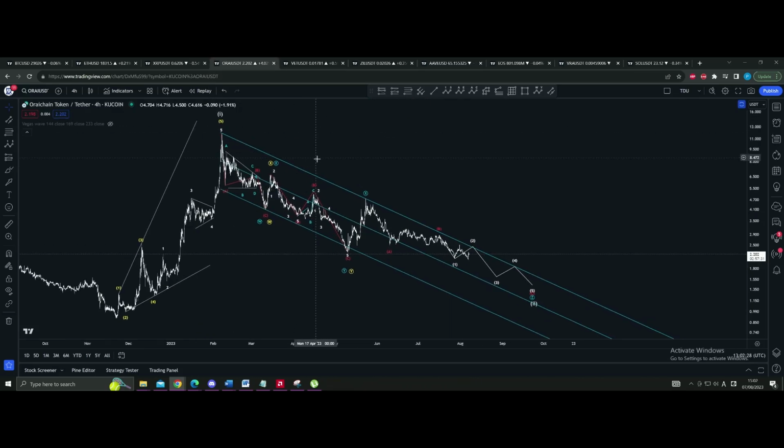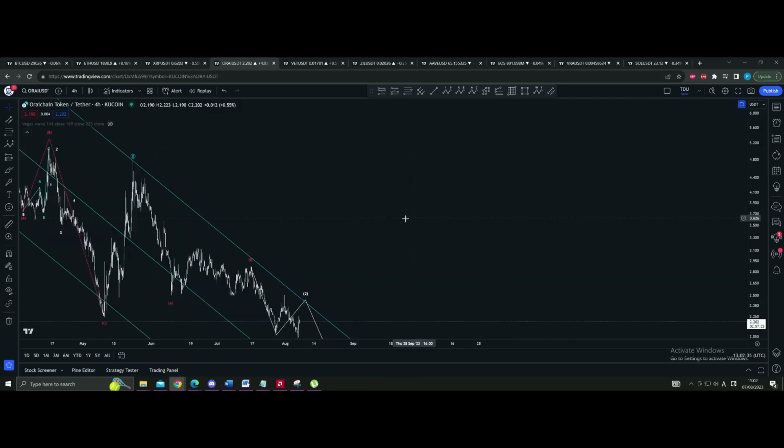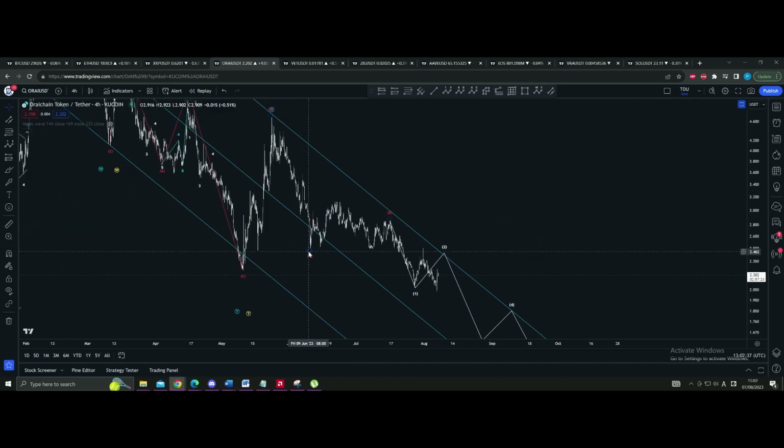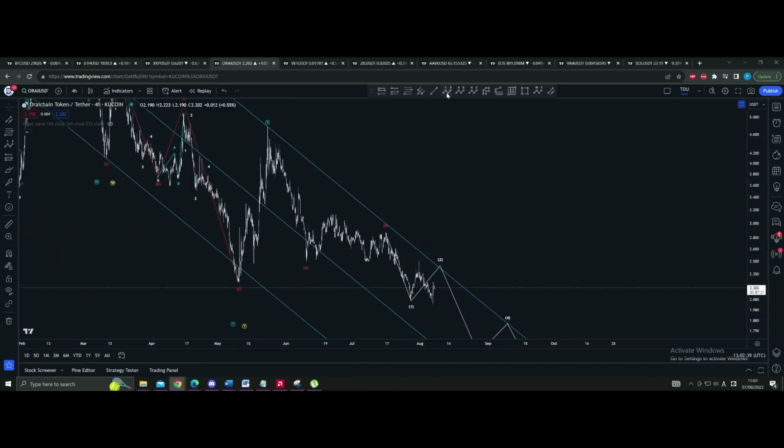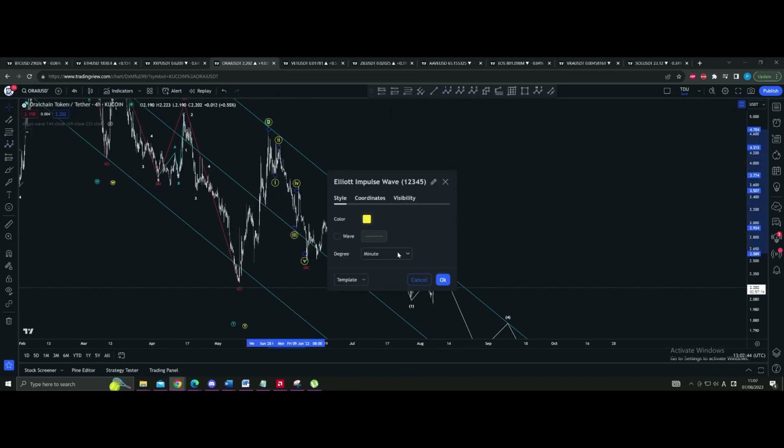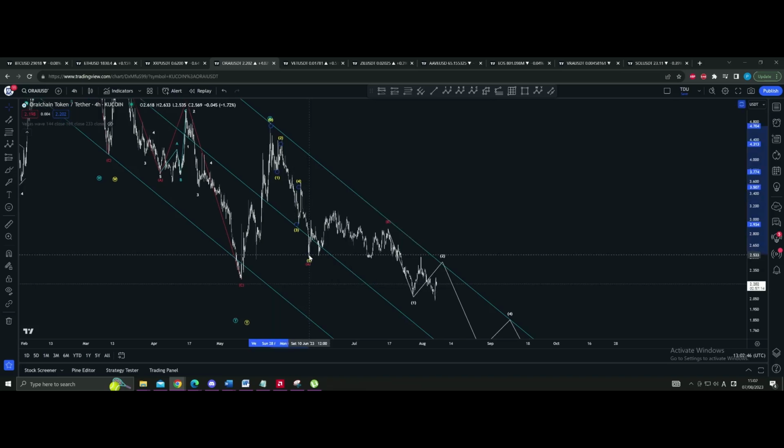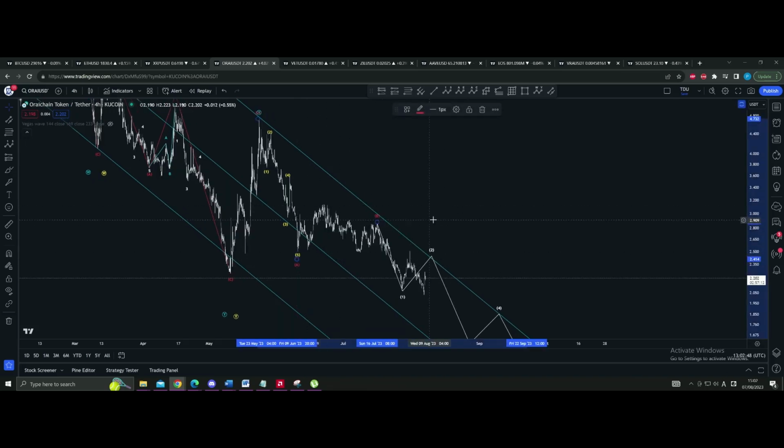Still working on the triple zigzag, hopefully. Not gonna go into this, it's pretty obvious. This is not so obvious. So wave A is alright. You can see 1, 2, 3, 4, and 5. But wave B is a bit tricky.